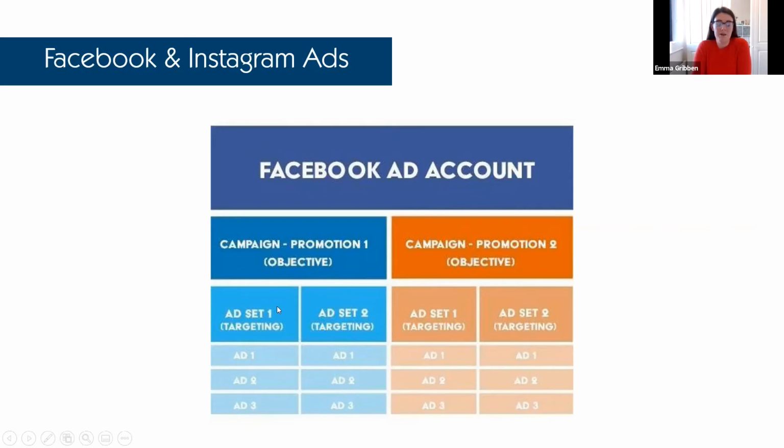So ad set 1 is where you set your targeting. This could be all of your Belfast City Centre targeting. And then ad set 2 could be Greater Belfast targeting. Now, you don't have to. You could, of course, just create one audience that combines it all. But I'm just letting you know the options there if you need it.